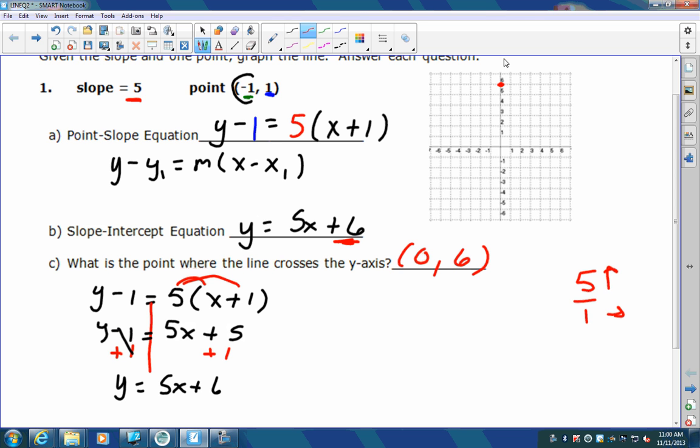Well, I can't go up anymore on the graph they give me, so I'm going to go down 5 and to the left 1. Down 5 to the left 1. And then I can draw my line.